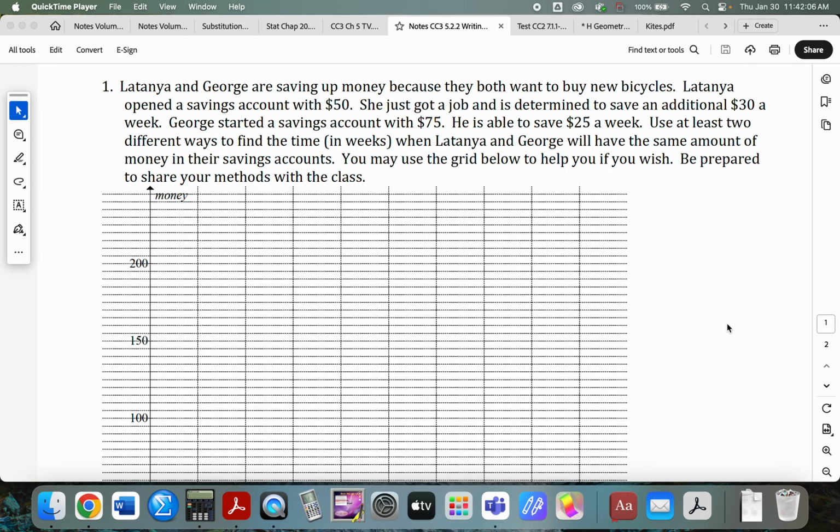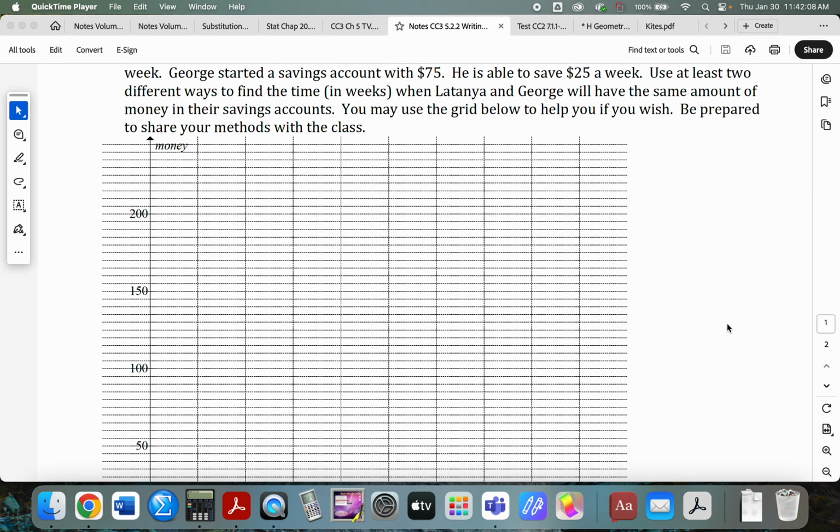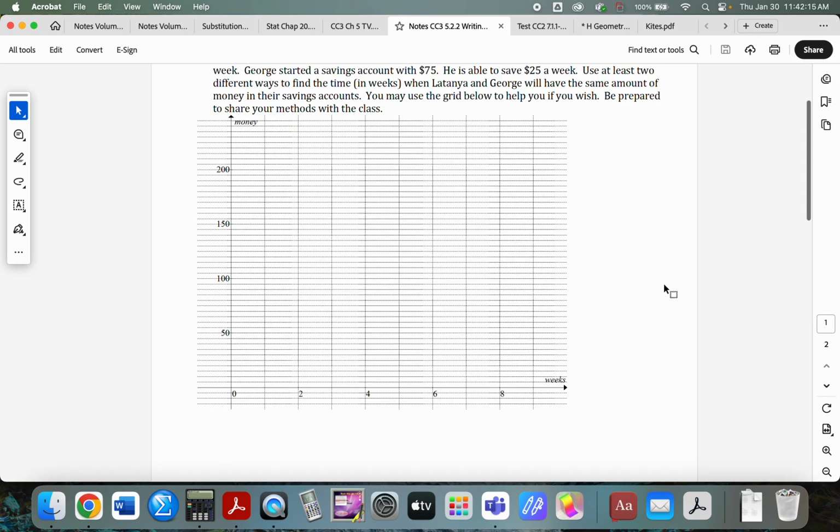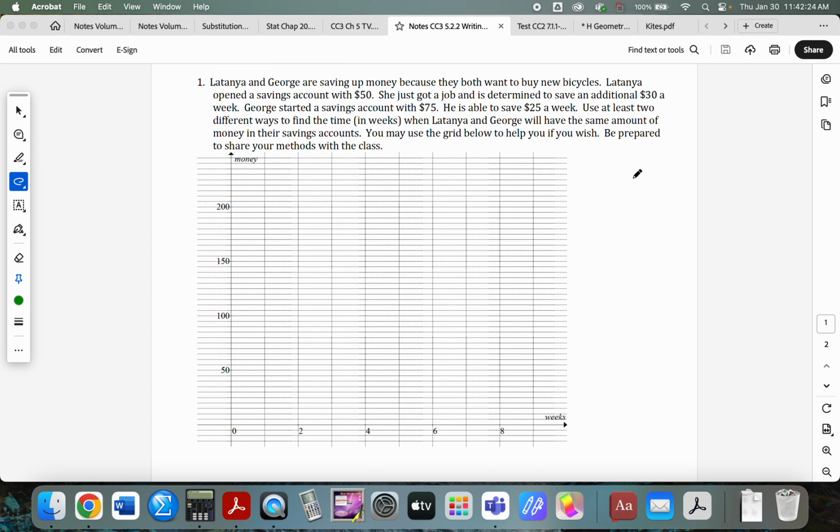Yeah. Okay, so I'm gonna have to make this smaller, and I'm probably going to go blind trying to look at it because it is really, really small. But so, how did you draw your lines? So I started with the first person at 50 because that's where her savings started, and then went up by 30 every week.